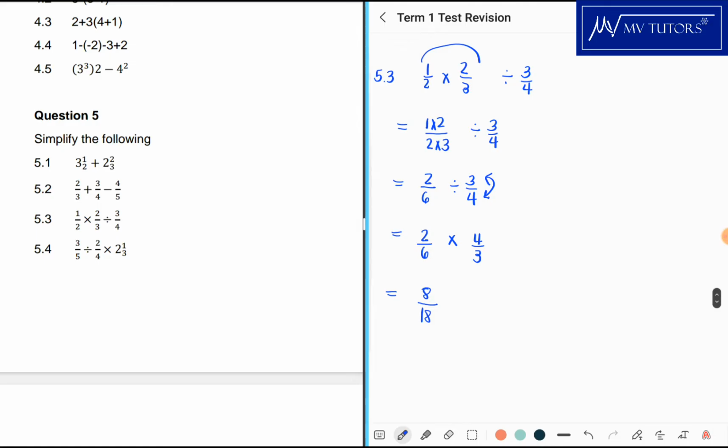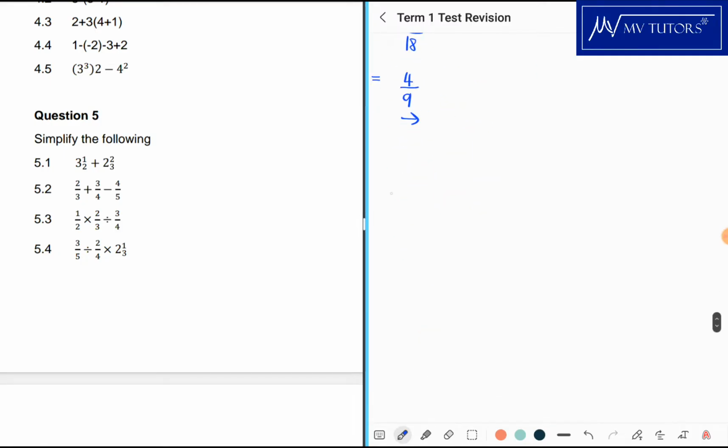Can we simplify this? Yes, we can. We can actually divide by 2 on both sides. I think that is the highest common factor. All right, so 8 divided by 2, that is 4. 18 divided by 2 is 9. And there's our answer. Isn't that amazing? That is absolutely great.